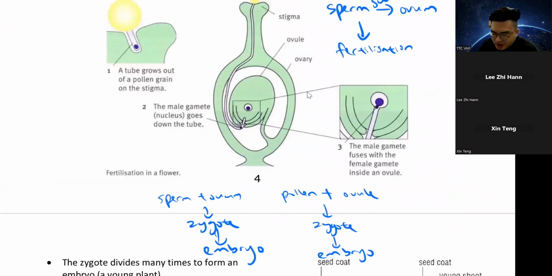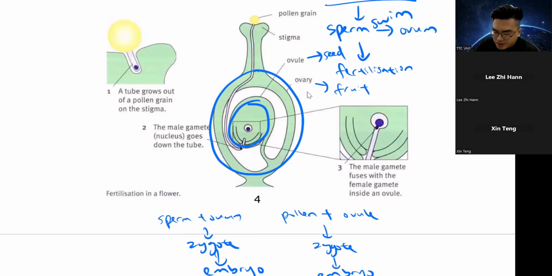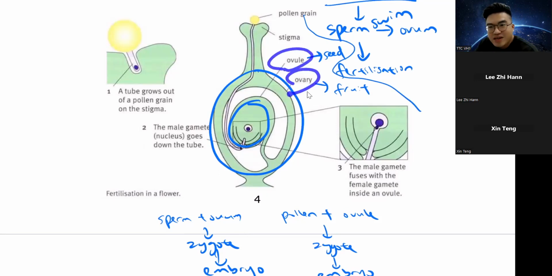Okay, so can you see this part here? Can you see ovule is inside ovary? So your ovule will turn into a seed. Your ovary will turn into a fruit. Okay, so you see, ovule is inside ovary, that's why seeds are inside fruits.